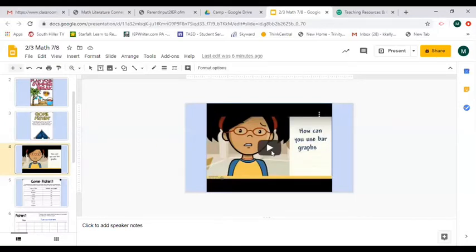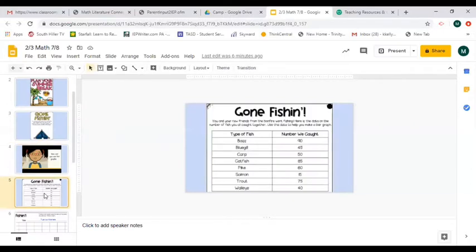Okay, so we're going to use that information that we just learned from that video, and I'll show you the data, and then we'll make our bar graph. Okay, so this is the fish data. So we have our type of fish and the number we caught. So let's just go through the list, and then we'll make the bar graph.